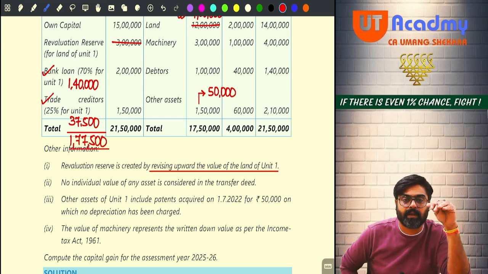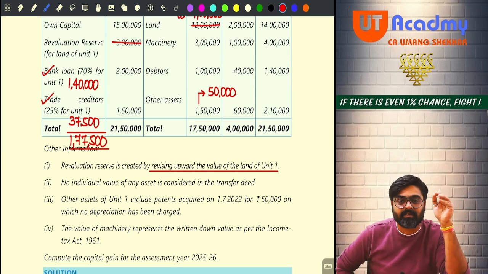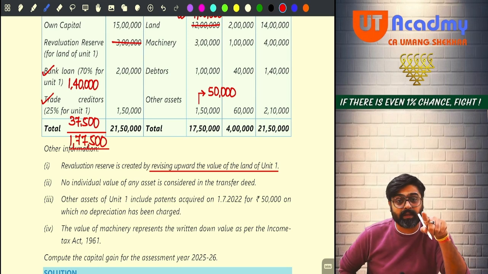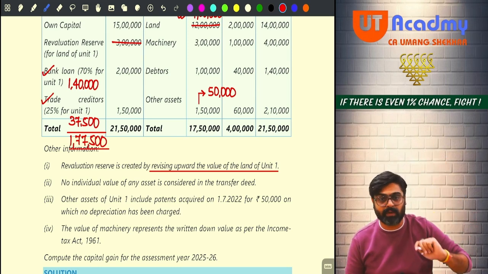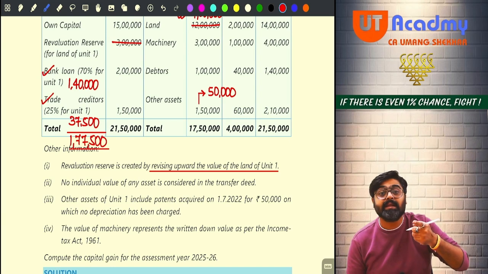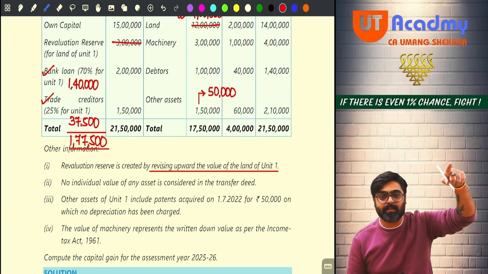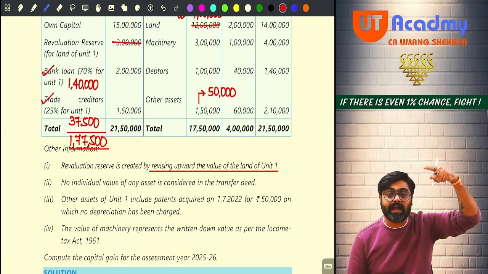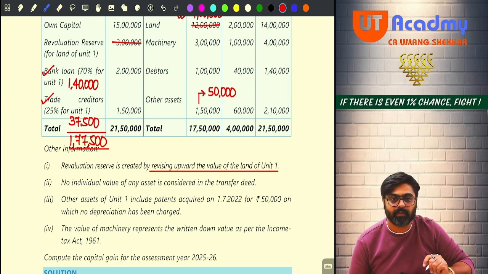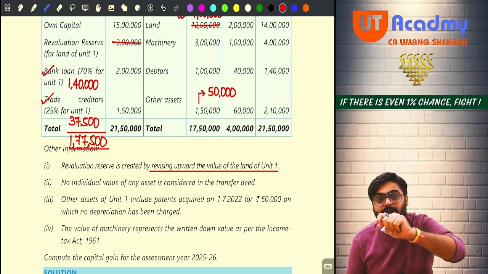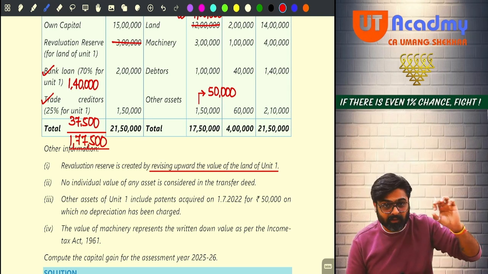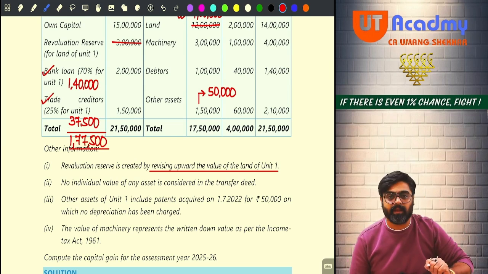Do you remember that a patent is an intangible asset which is used in business? For that you get depreciation. So patent is a depreciable asset, a depreciable intangible asset. If I have acquired this patent in 2022 for the purpose of my unit 1 business, definitely I would have taken the depreciation under the PGBP head for the years 22-23 as well as 23-24. That depreciation is not shown here, meaning that the entire 50,000 is recorded in this 1,50,000.